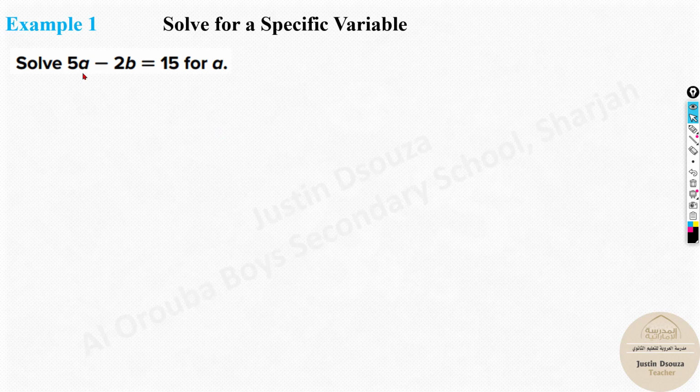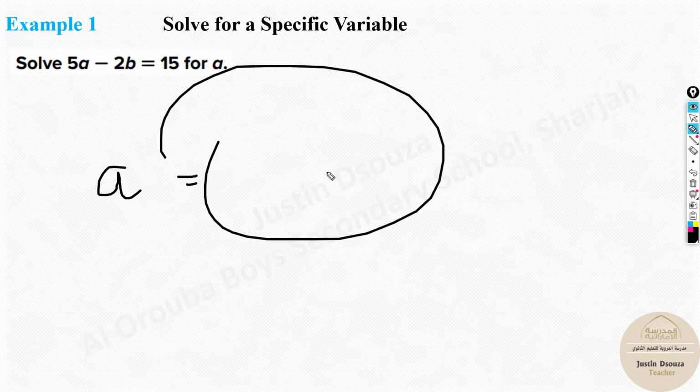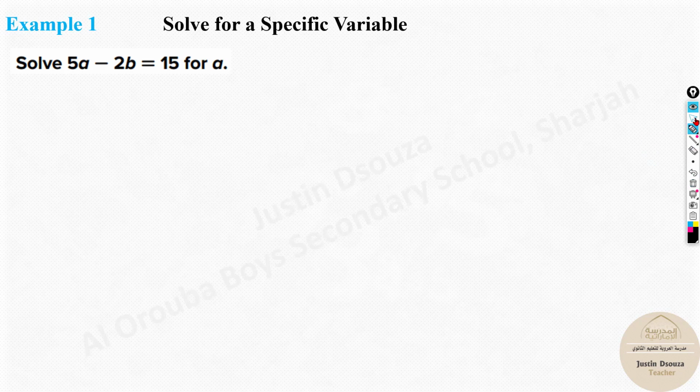Now here you can see pi A is a variable and B is also unknown, minus 2B, equals 15. We have two unknown variables, but they have asked only to solve for A. What we need to do is keep A on one side, A equals, and everything else on the other side. Here B also will be there. So this is how we must get our answer. Let us solve it one by one.